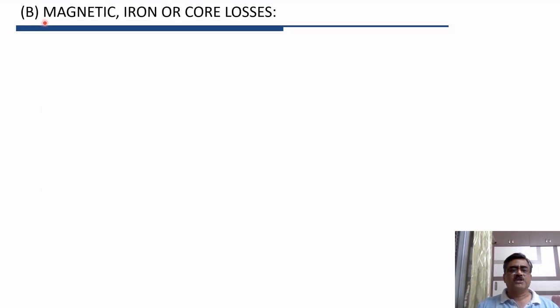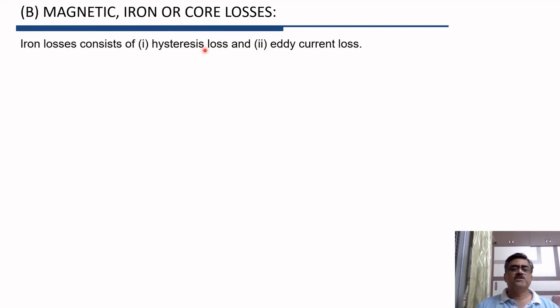Second type of losses in DC machines are magnetic or iron or core losses. These losses include hysteresis loss and eddy current loss. Let us first see what is hysteresis loss.